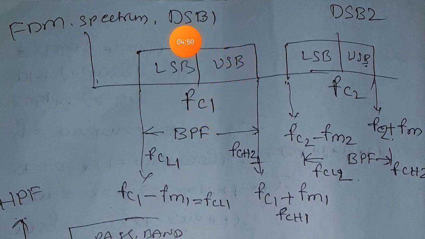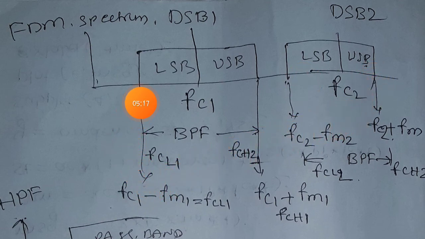So this is the FDM signal spectrum. So the first message signal modulates the first carrier frequency FC1. So this is the DSBSC1 spectrum. So it has LSB and USB, and the second DSBSC contains LSB and USB with center frequency FC2.